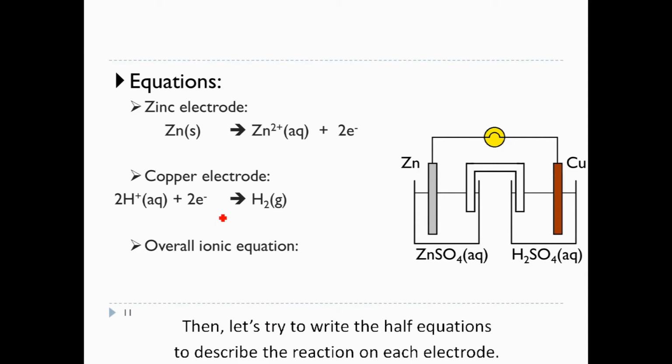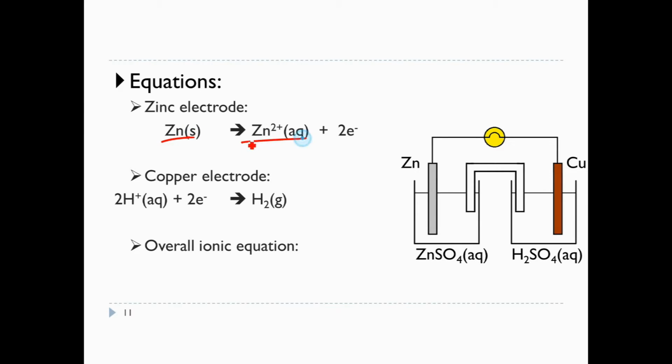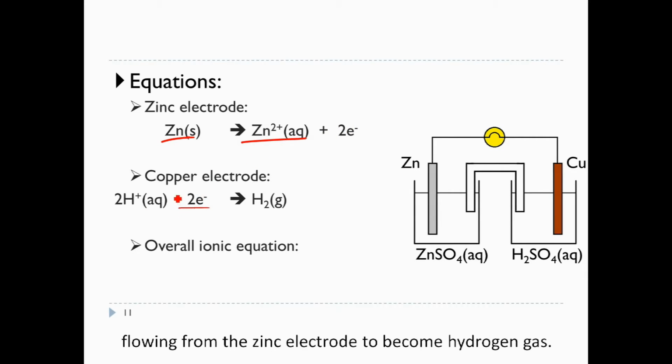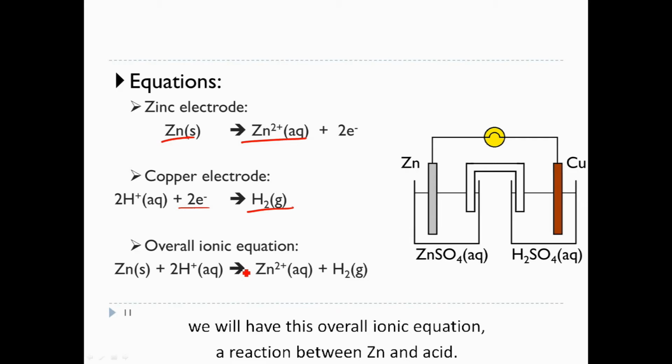Then, let's try to write the half equations to describe the reaction on each electrode. On the zinc electrode, zinc metal becomes Zn2+ ions and gives out electrons. On the copper electrode, H+ ions in sulfuric acid accept electrons flowing from the zinc electrode to become hydrogen gas. Combine the two half equations on the two electrodes. We will have this overall ionic equation, a reaction between Zn and acid.